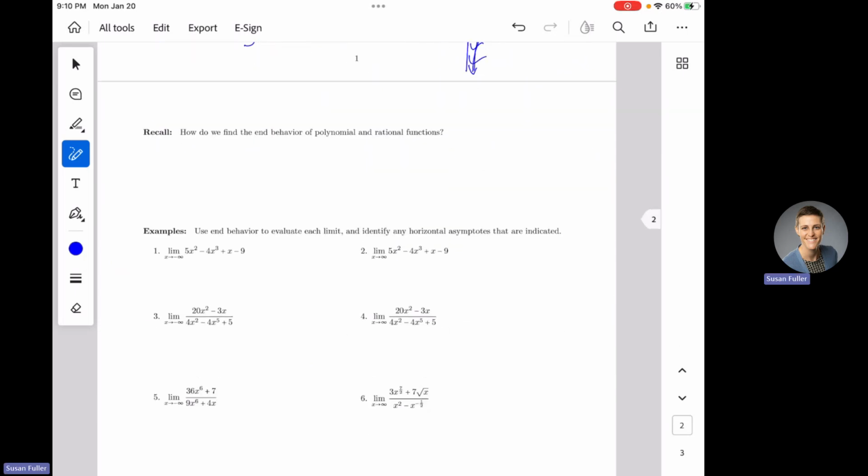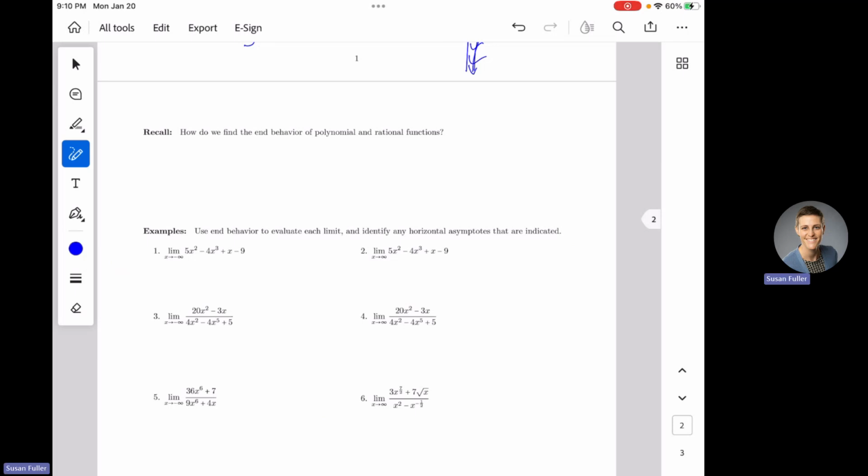Now, how do we find end behavior in polynomial and rational functions? How do we figure out what polynomials and rational functions do as x gets really, really big or really, really big negatively?